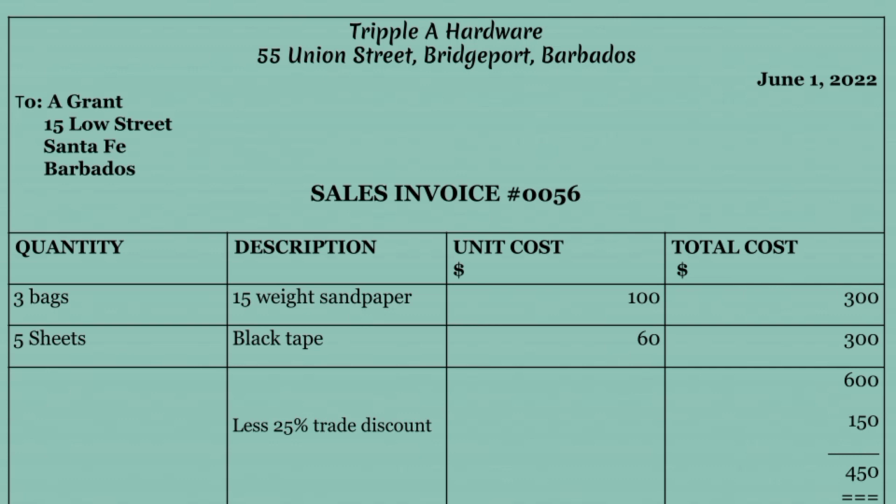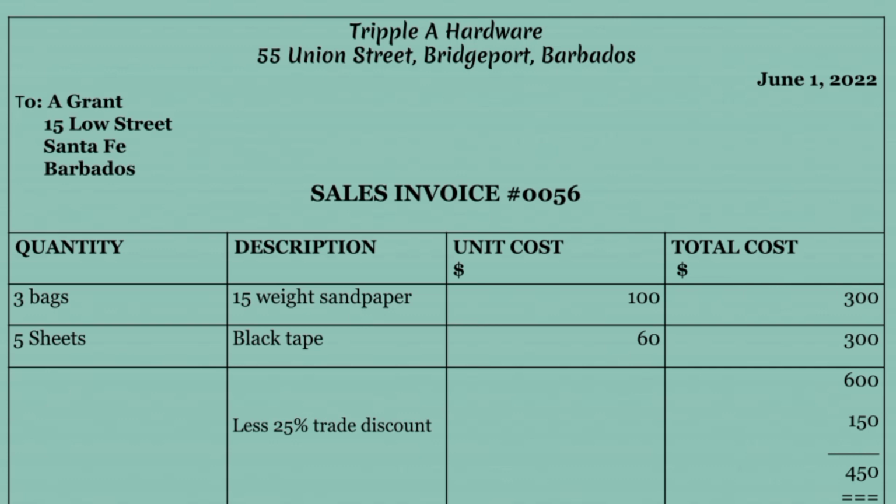We have 4 invoices here. Let us look at them individually. The first one. Our company is AAA Hardware. We are selling goods on credit to A Grant on June 1, 2022. Note the invoice number 0056. We sold 3 bags of 15-weight sandpaper. The unit cost for 1 sandpaper is $100, so the total cost is $300.